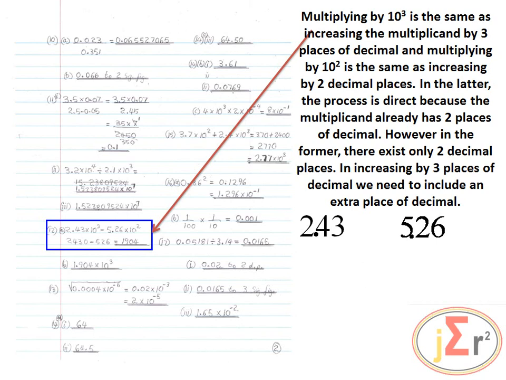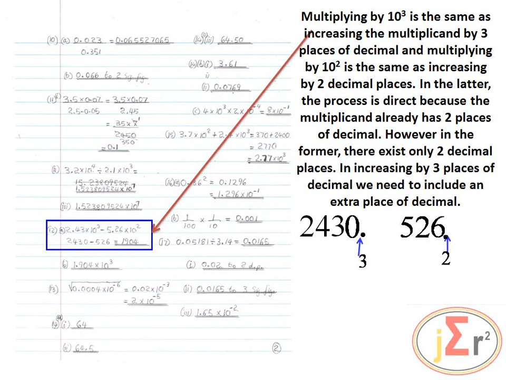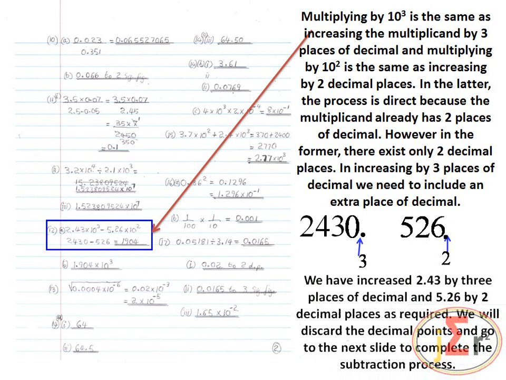In increasing by 3 places of decimal, we need to include an extra place of decimal in the first case. So we have 2 places of decimal and we need to increase by 3. 1, 2, include the 0, 3. Nice. We have increased 2.43 by 3 places of decimal and 5.26 by 2 decimal places as required. We will discard the decimal points and go to the next slide to complete the subtraction process.